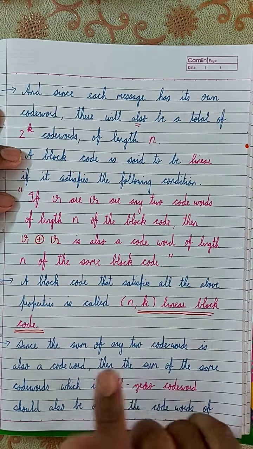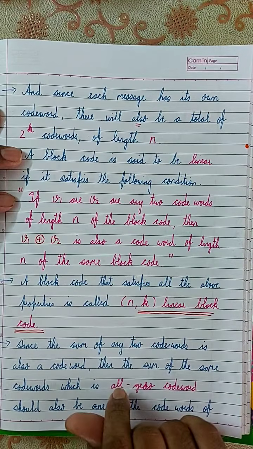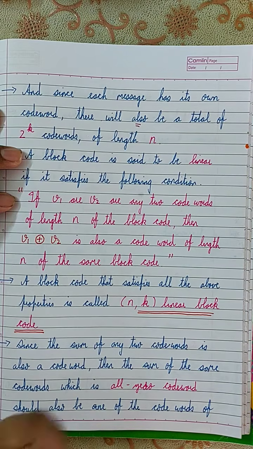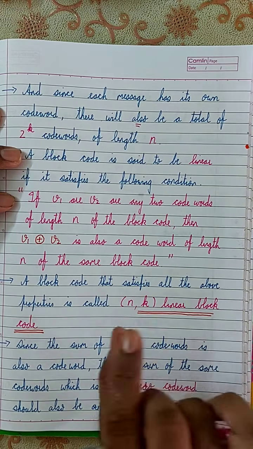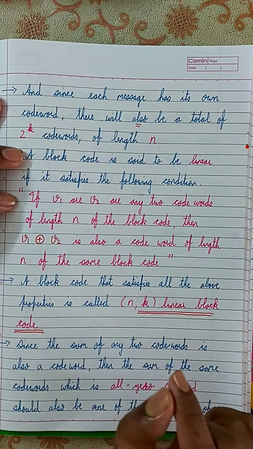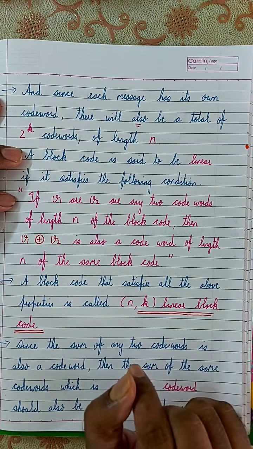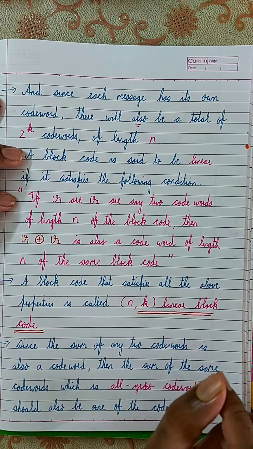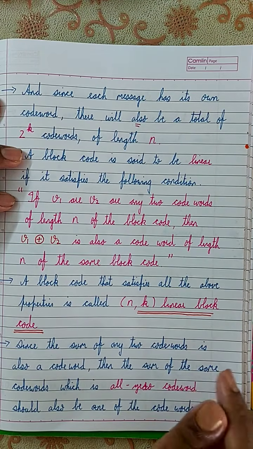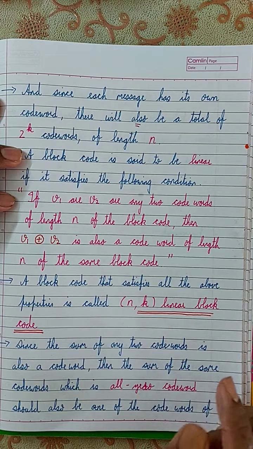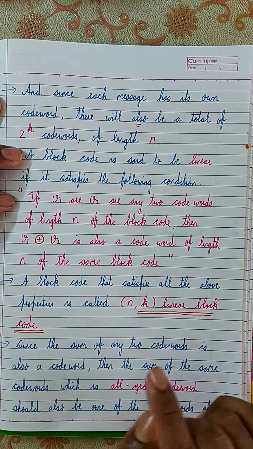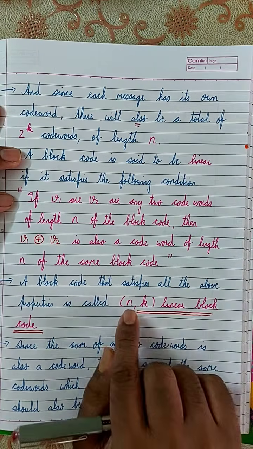For example, if I say (7,4) linear block code, you should immediately understand that the number of output bits is 7 and the number of input bits is 4. And if the number of input bits is 4, then there will be a total of 2 raised to 4, which is 16 messages. If you convert each of these messages into code words, there will be 16 code words, and each of these code words will be of 7 bits. That is called a (7,4) linear block code.